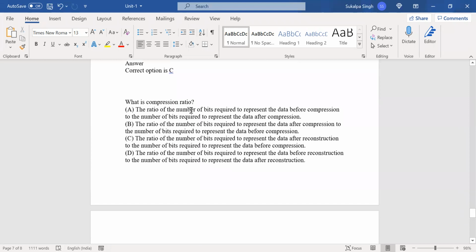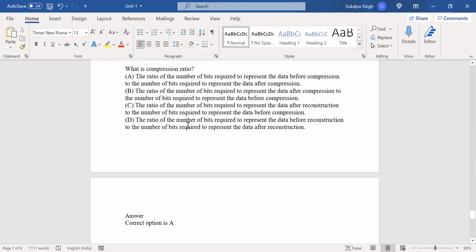So what is the compression ratio? Yes, it is a really very good question. Definitely, sometimes units can be there and it can ask you to find the compression ratio. So what is compression ratio? Just study all four points very carefully. The ratio of the number of bits required to represent the data before compression to the number of bits required to represent the data after the compression.